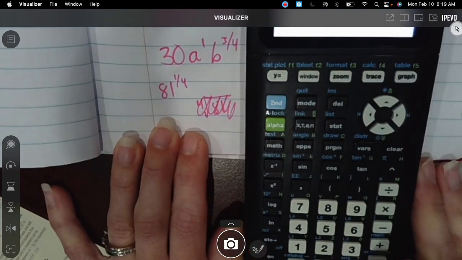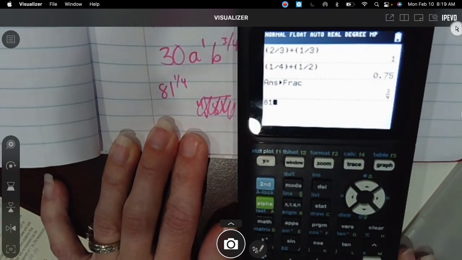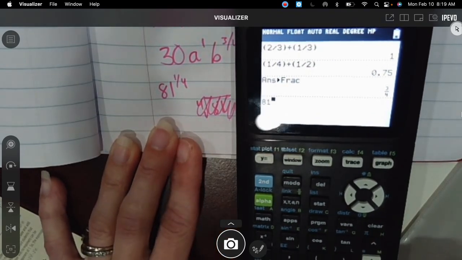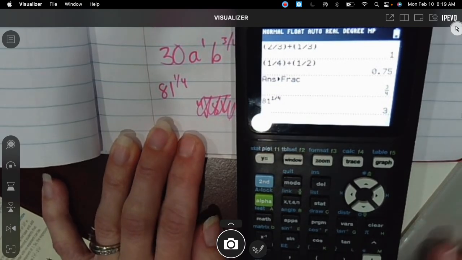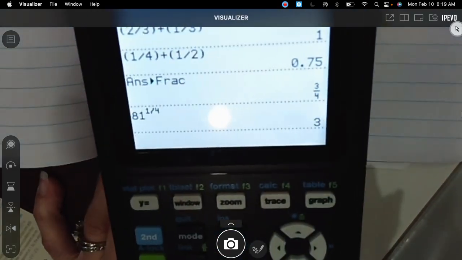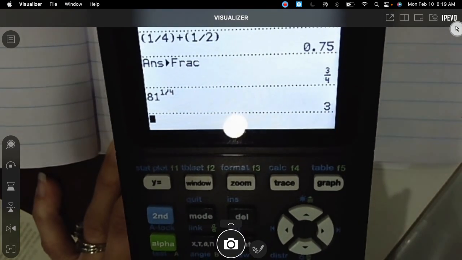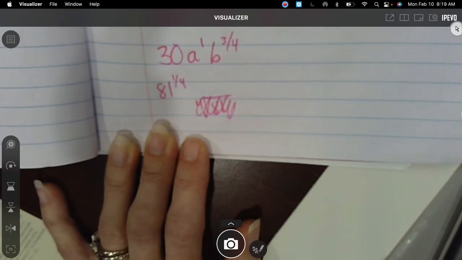Do y'all know how to do the exponent? Have I shown y'all that? You press this little up arrow and then just type in 1/4. And guess what it gives you? The answer, 3. 81 to the 1/4 is 3. You can type these in on your calculator.